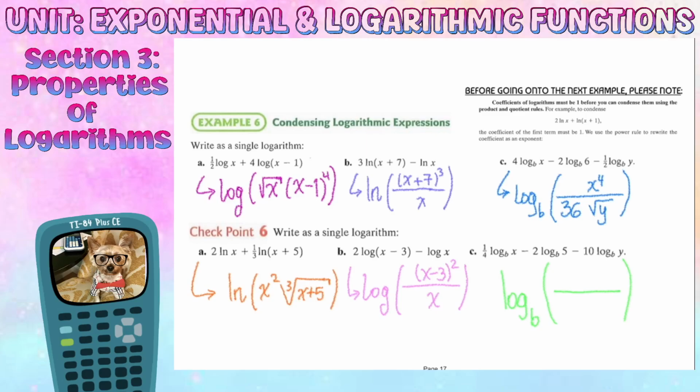On top, 4th root of x. Please, buddy, I'm almost done. On bottom, we'll have 5 squared, which is 25. And we'll have y to the 10th power. You have a cookie right there. Have your cookie. And that is the end of that example.